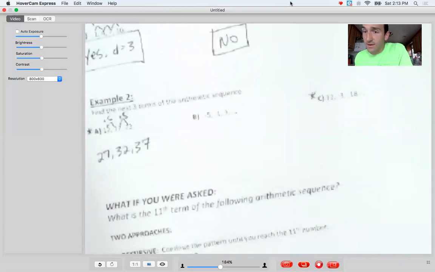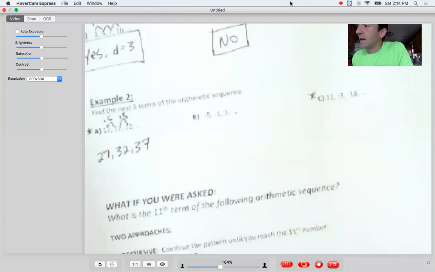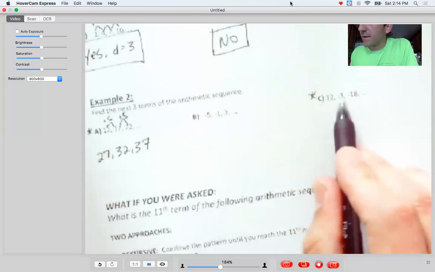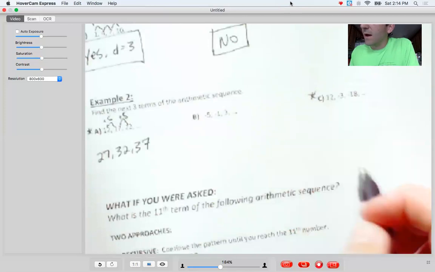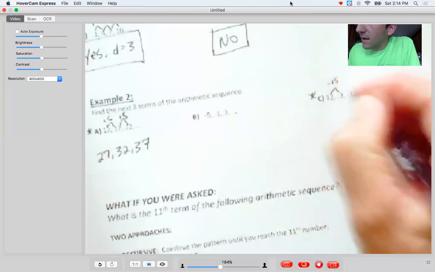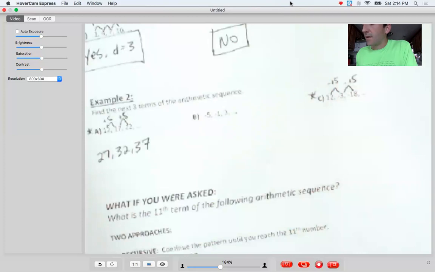Skipping B, going to C. I wanted to show you a decreasing one. Again, sorry, it's a little bit tough to see, but that says 12, negative 3, negative 18. If it's not obvious to you how we get from 12 to negative 3, you can always subtract. What's negative 3 take away 12? That'd be negative 15. So minus 15 and minus 15. So that's my pattern. My common difference is minus 15.